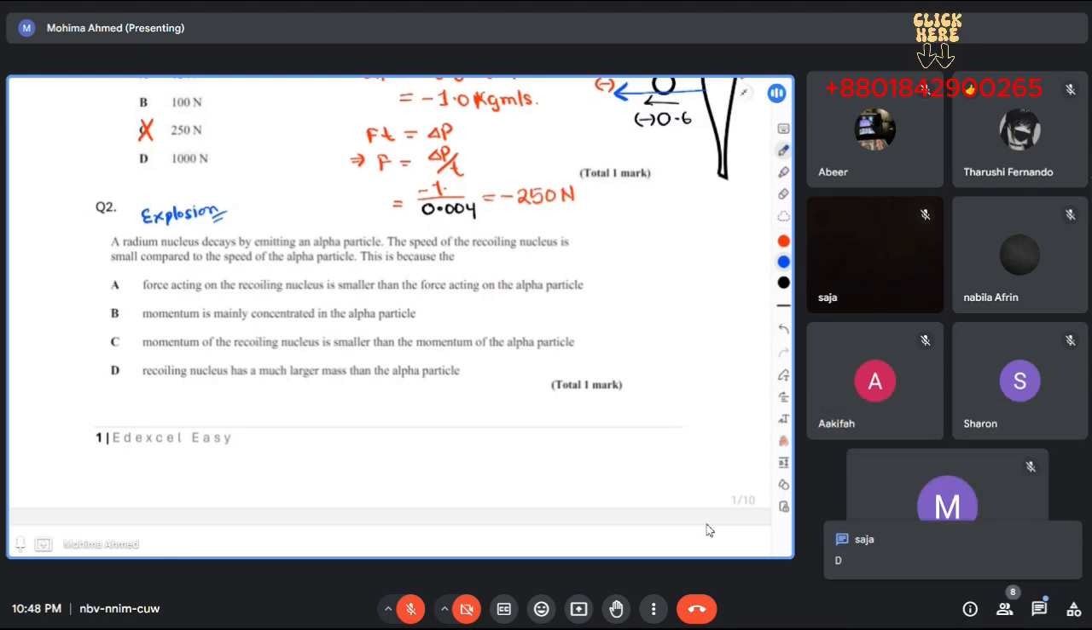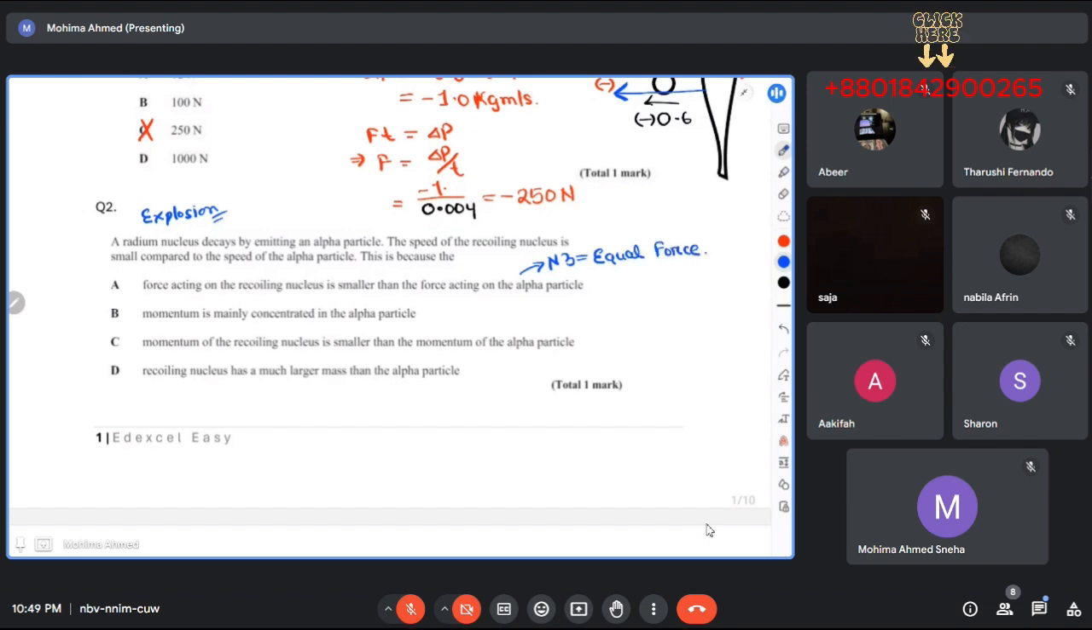A is not correct because according to your law of conservation of momentum, everything is conserved, and according to Newton's third law, they will exert equal amounts of force on each other, right? Let me just explain why it is not correct. This is not correct because according to N3, equal forces.